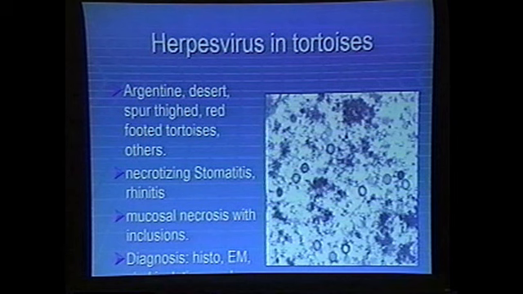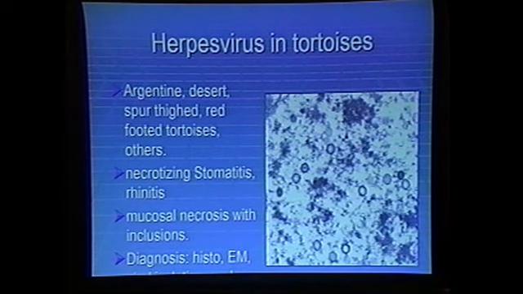A number of different species seem to be particularly predisposed to developing stomatitis, and these include the Argentine, desert, spur-thighed, and red-footed tortoises. The disease is seen less frequently in other tortoises. Typically, these animals present with necrotizing stomatitis and rhinitis. Histologically, the lesion is mucosal necrosis and inclusions are present in the necrotic or degenerating epidermis. Diagnosis is made by histopathology, electron microscopy, and PCR.